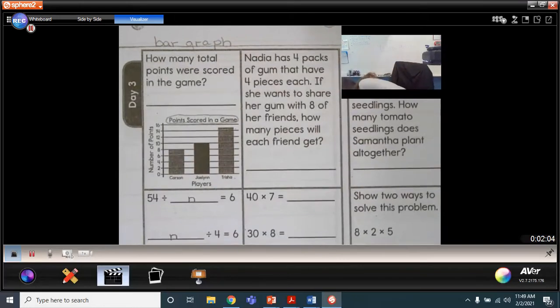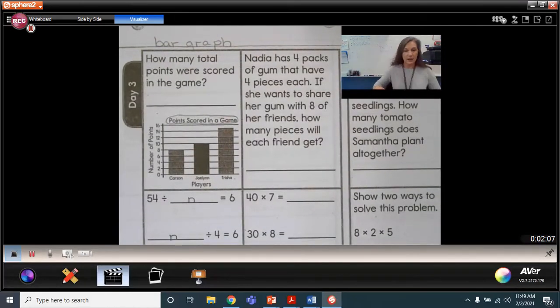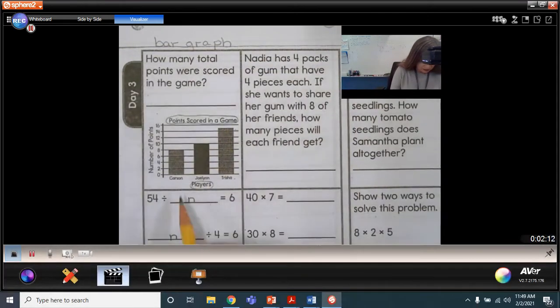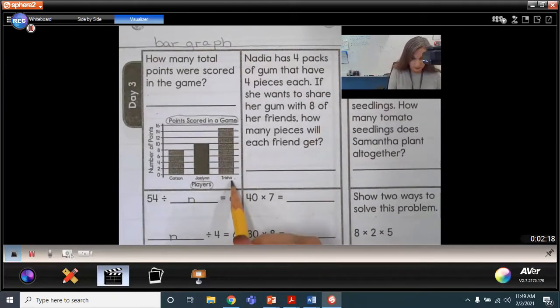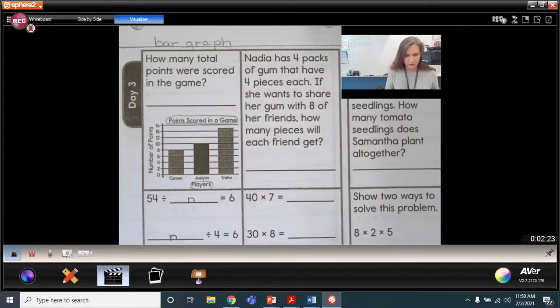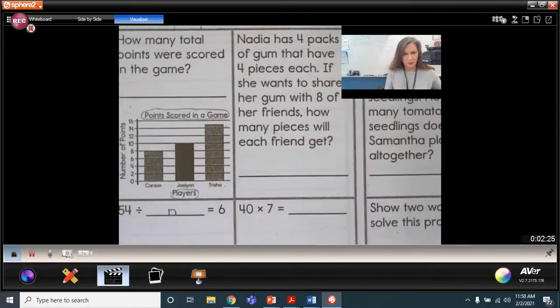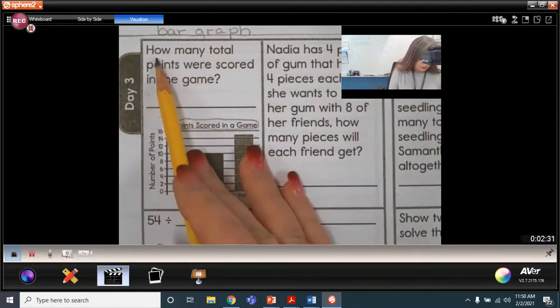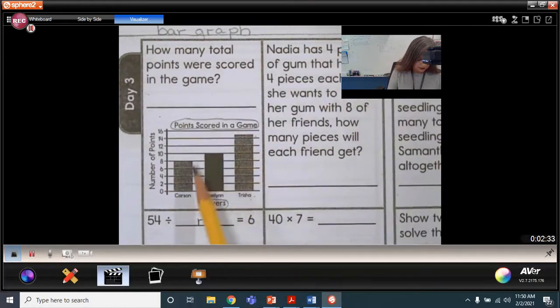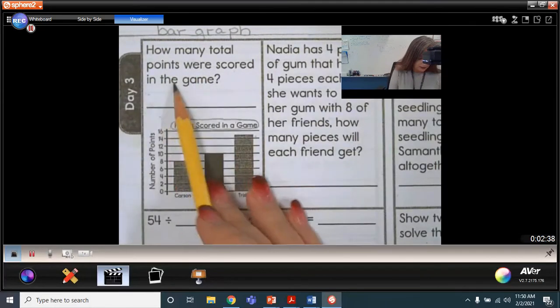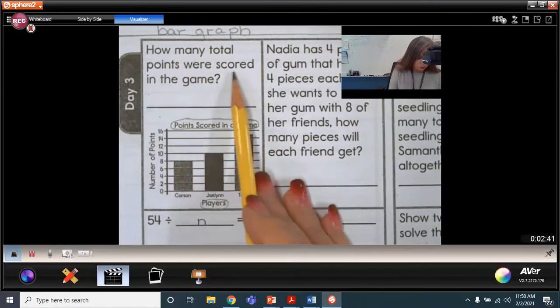All right, so now let's take a look at who the players are. So it tells us these are the names of the players. So Carson, Jalen, and Trisha. Those are our players that are playing. So I'm going to zoom in here a little bit, focus it so we can see it a little bit better. And they're asking us, based on this information here, this data, how many total points were scored in the game? So how many total points were scored in the game?